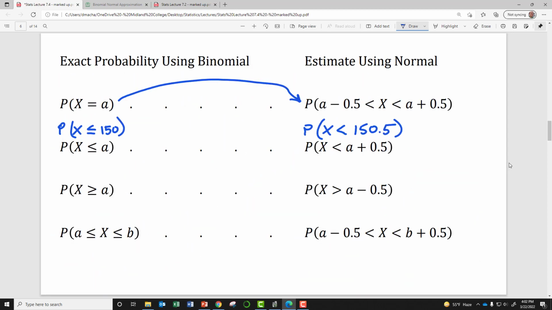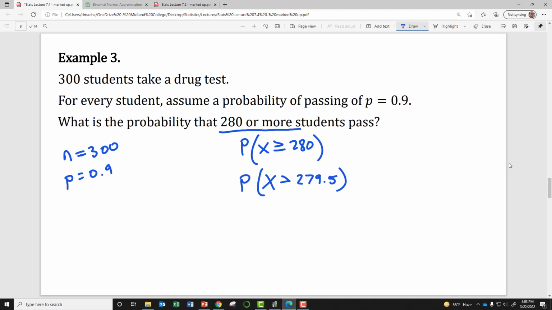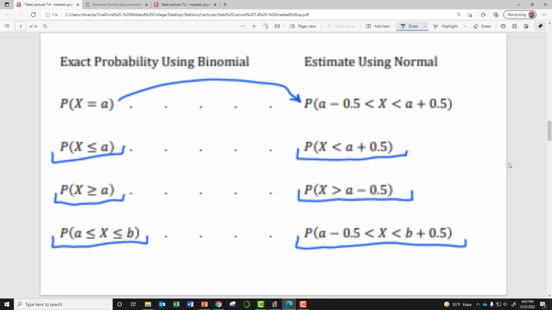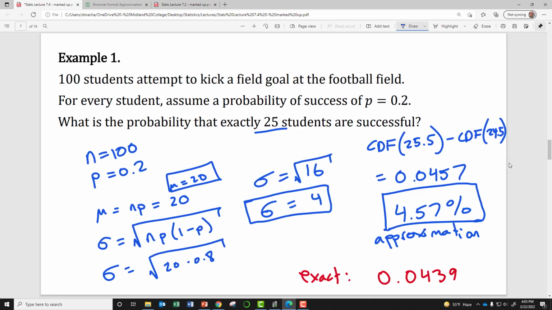Well, remember your table here. When you're looking for the probability that x is greater than or equal to 180, well then 180 minus a half would be 179.5. So we're using line 3 from this table. Sorry, that was 279.5. So let me turn those ones into a 2, and that should make more sense.